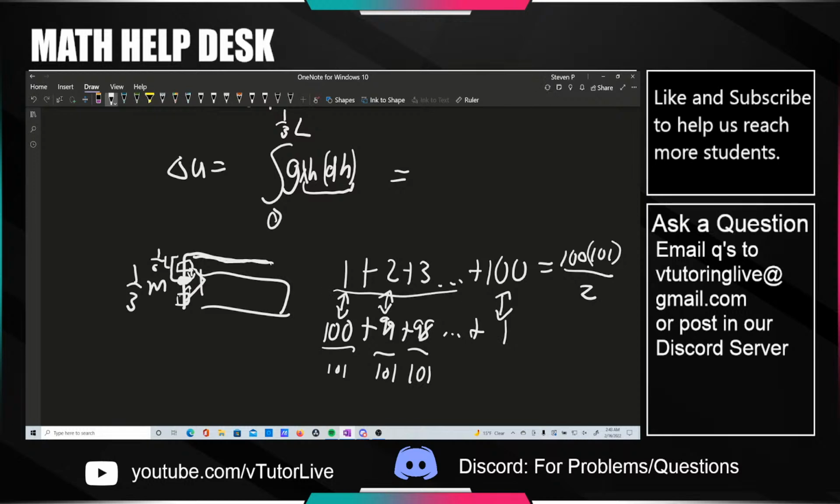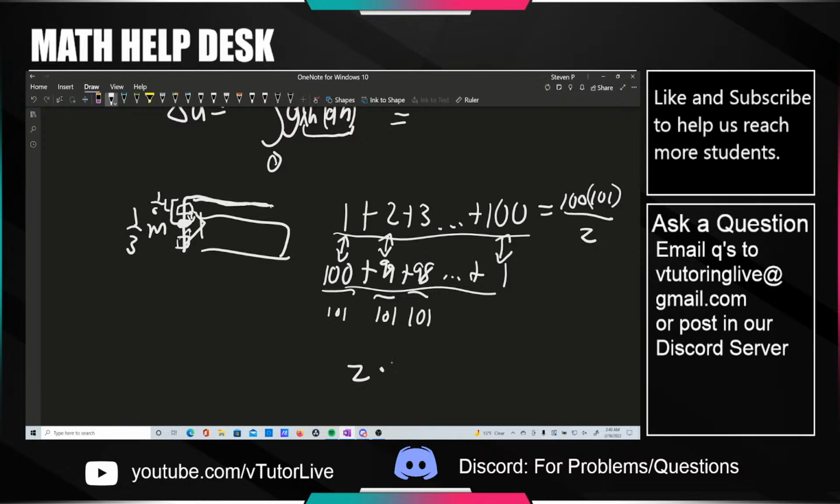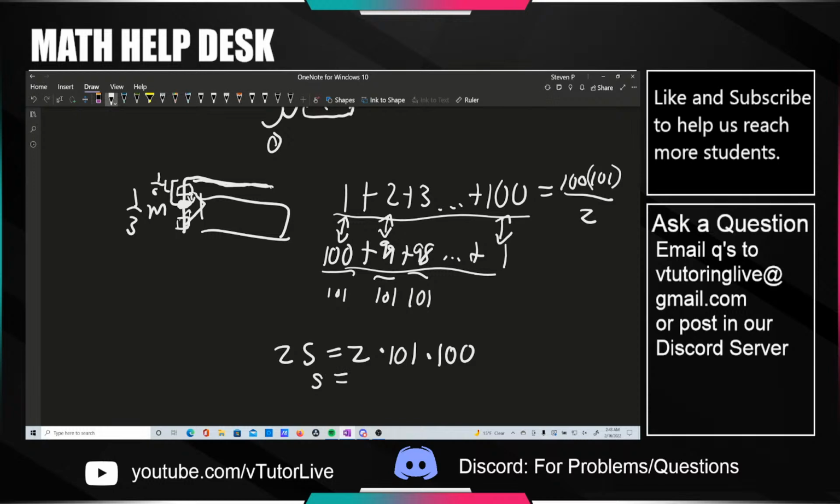If you add all these numbers together this way, you would get 2 times, sorry, where did I get this 2 from? Excuse me, I'm having a moment here. Twice the sum is equal to 101 times 100, because there's 100 of these 101s. Then the sum is just equal to 101 times 100 over 2.